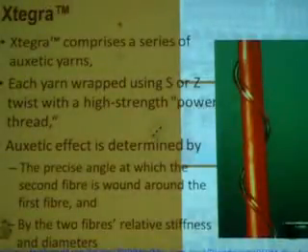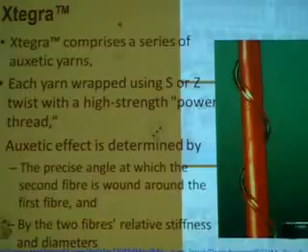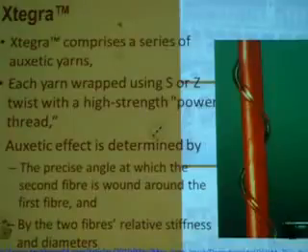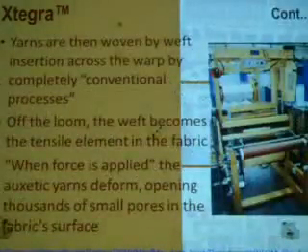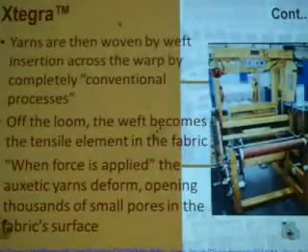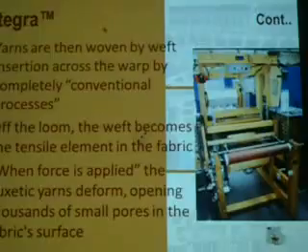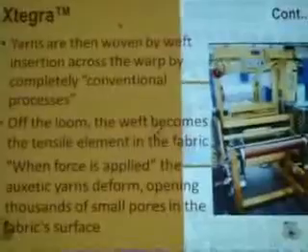It comprises a series of auxetic yarns, each yarn wrapped using S or Z twist with a high strength thread. Auxetic effect is determined by the precise angle at which the second fiber is bound around the first fiber and by the two fibers' relative thickness and diameter. Yarns are then woven by weft insertion across the loom by completely conventional processes. Off the loom, the yarn becomes a tensile element in the fabric.